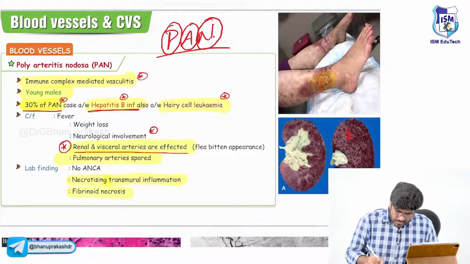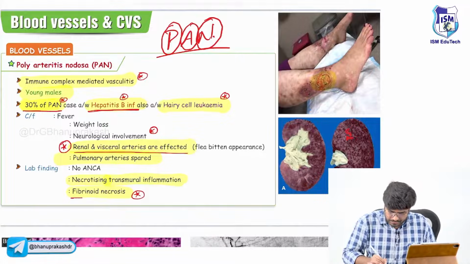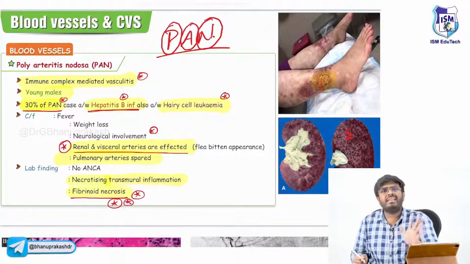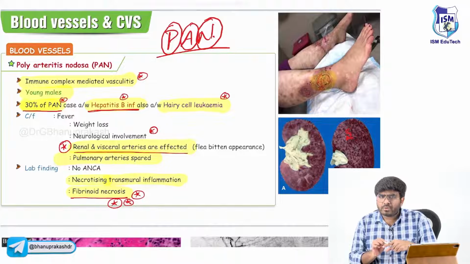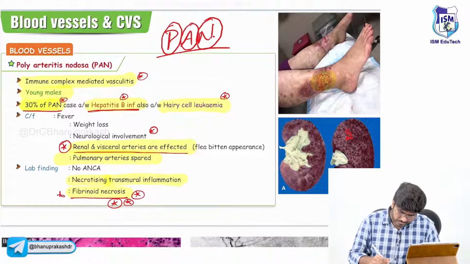Even in the cell injury topic, I have explained this. In polyarteritis nodosa, there is fibrinoid necrosis. The blood vessels are dying, necrotizing. Which type of necrosis? Coagulative, liquefactive, caseous? Fibrinoid necrosis. Never ever forget this. MCQ.